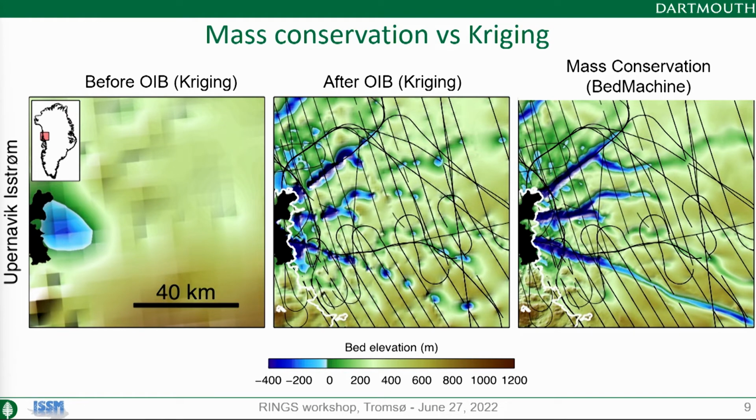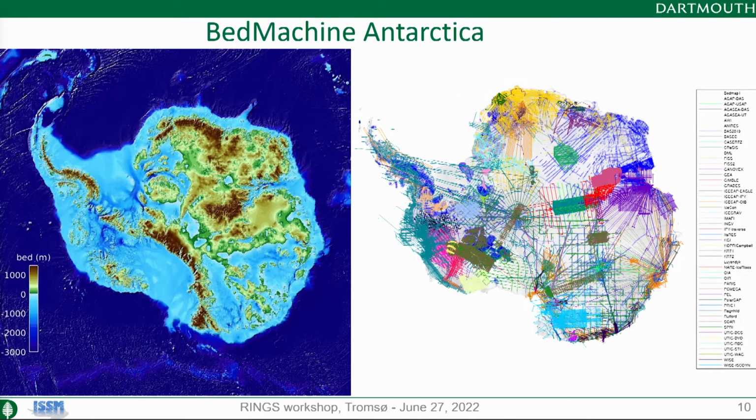With mass conservation, we have that information by looking at the velocity. We know where the ice goes. So if it's deep here, because the ice continues to move in this direction, the model automatically will know that it has to remain deep as we go forward. So that's the method that we used to make BedMachine.